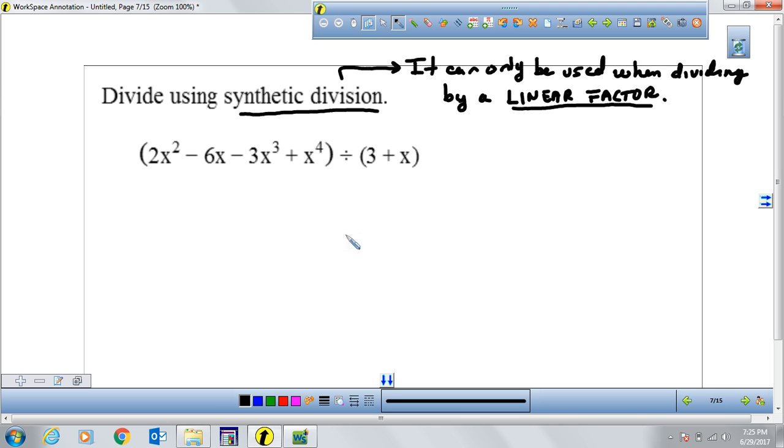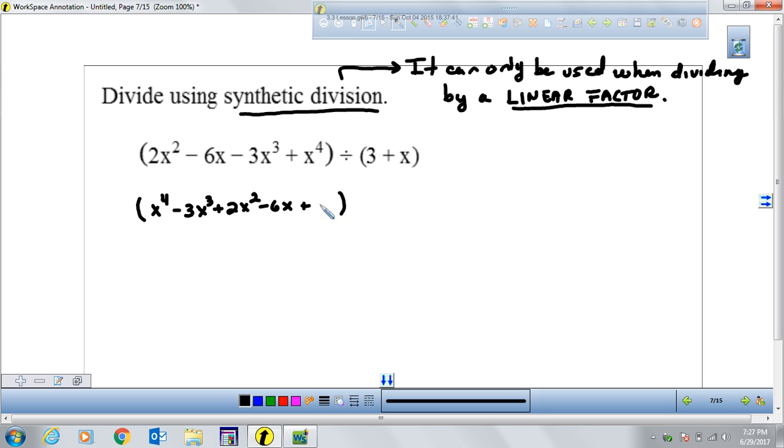So the first step in the process of synthetic division is basically the same thing. We need to make sure we arrange the polynomial in descending order. That should be the first thing we do. And not only that, we also have to make sure we include all the powers of x from the highest to the smallest. So x to the fourth is the first term, then minus 3x cubed, then plus 2x squared, then minus 6x, and then we should have a constant. Then that is going to be divided by x plus 3.